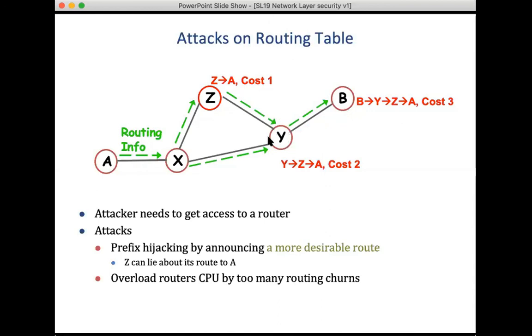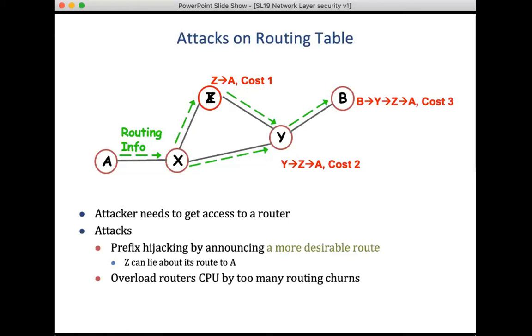So for example, Y may decide that my route to A is through Z instead of X. So the cost between Y and A would again be 2, right? Because this cost is 1, and Z is saying that its cost to A is 1, so 1 plus 1, 2. Similarly, B may think that the cost to A is 3, which is B to Y to Z to A. So now the routes are changed, and what we have shown here is a very trivial example.